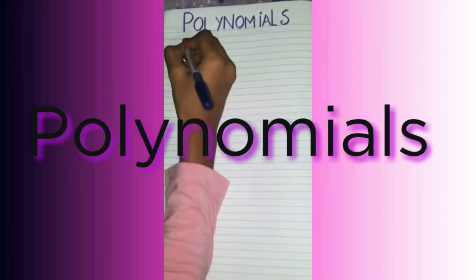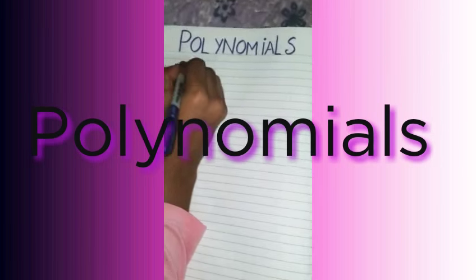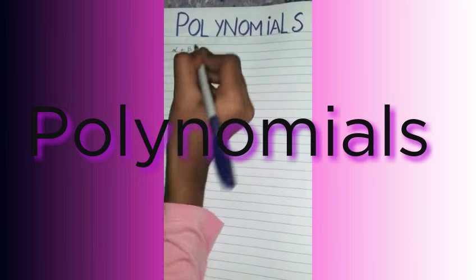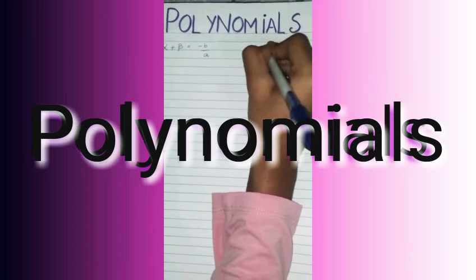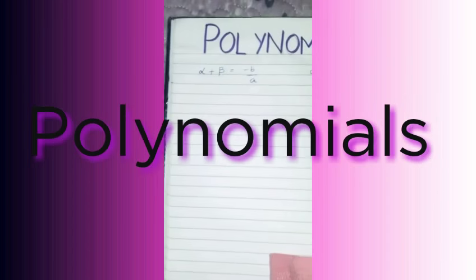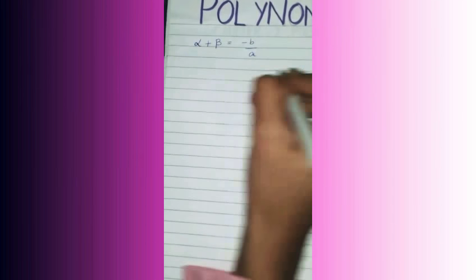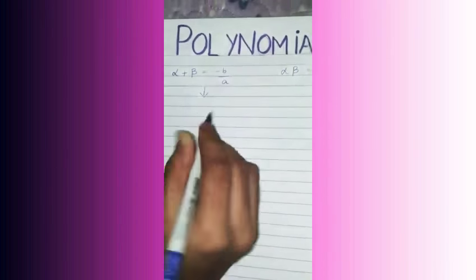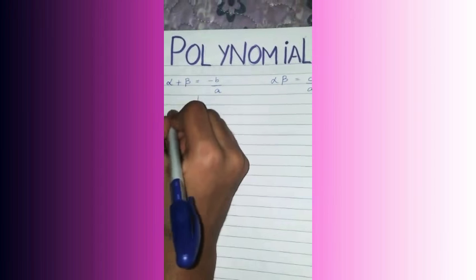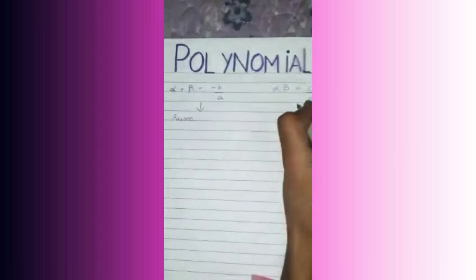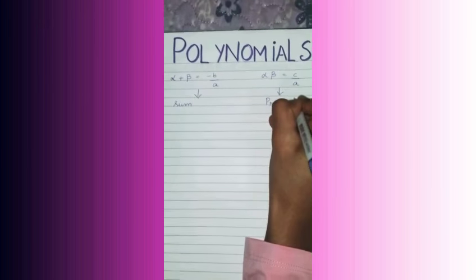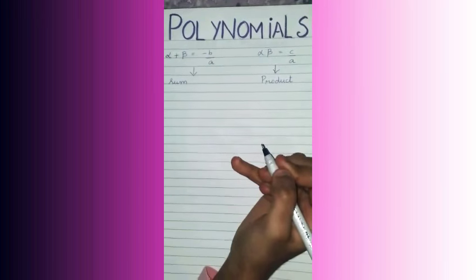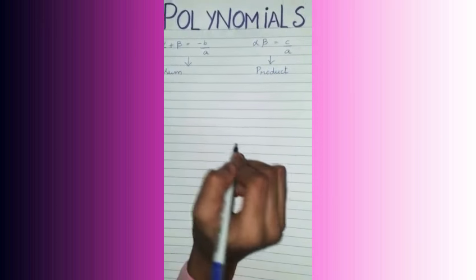First of all, I am going to start with this formula, alpha plus beta, this is called sum, and this is the product. And in this video I will show you all the important questions of this chapter.